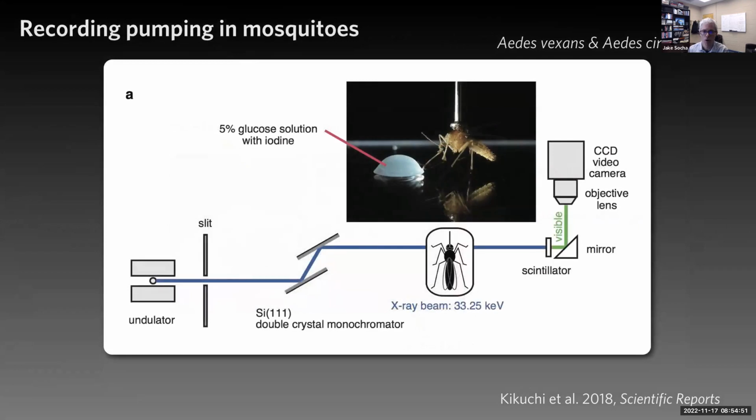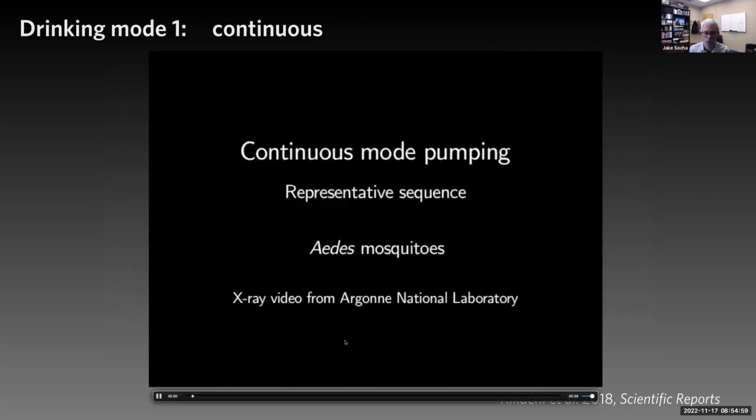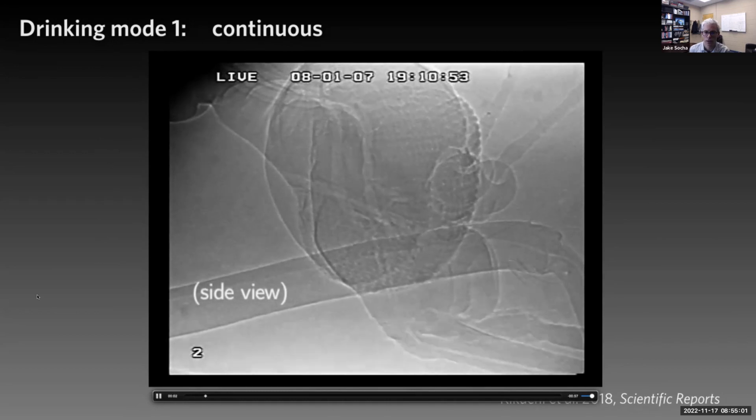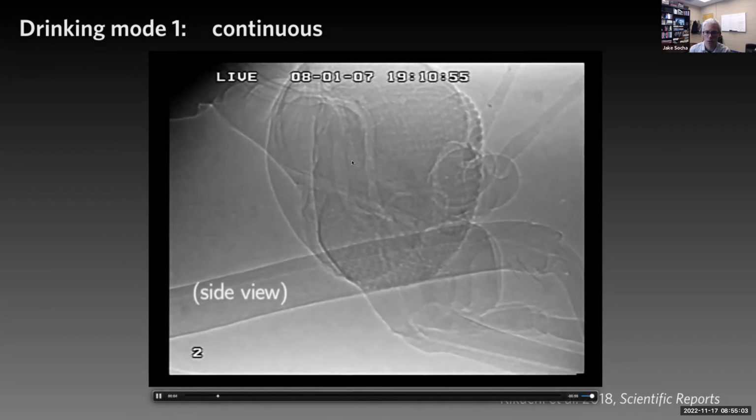Here's an example where we used that technique in mosquitoes. We had them drink a glucose solution that was mixed with the iodine, and now you can see drinking inside the mosquito. You can see it going through its system there.